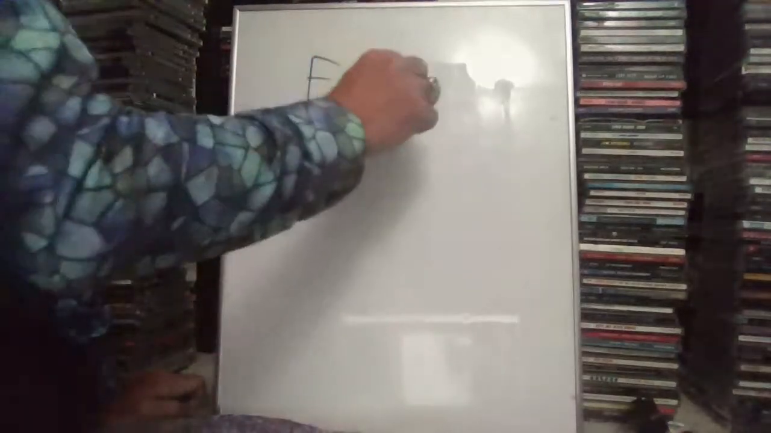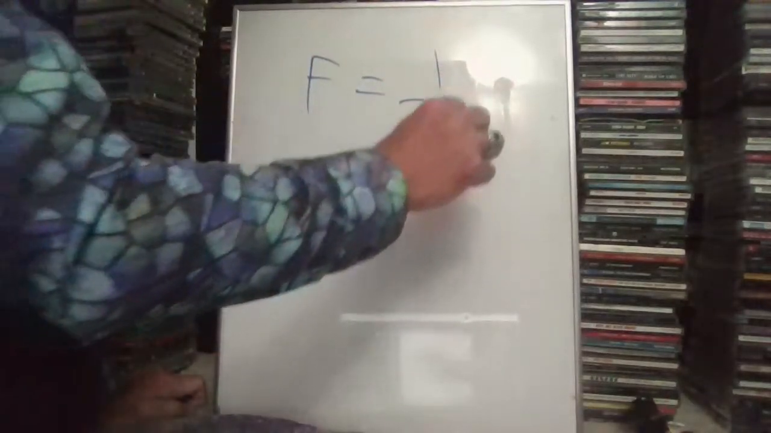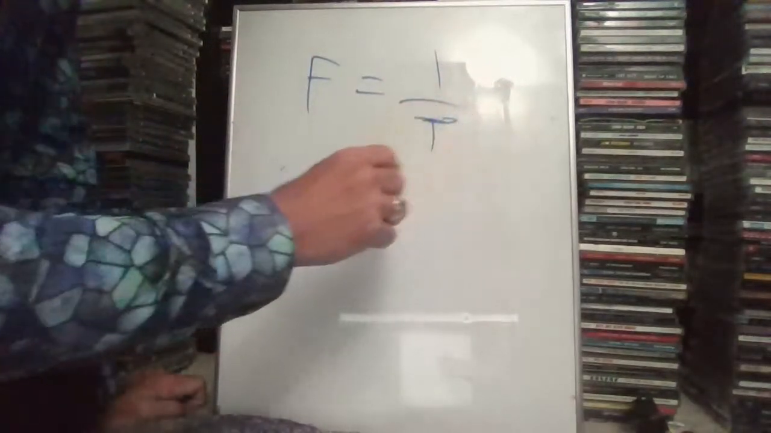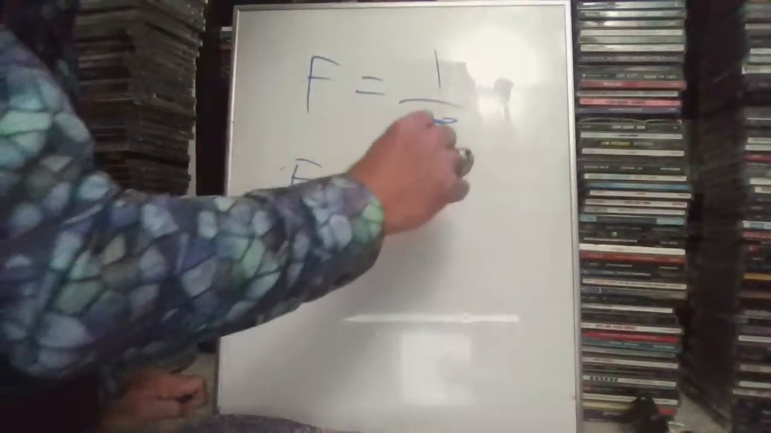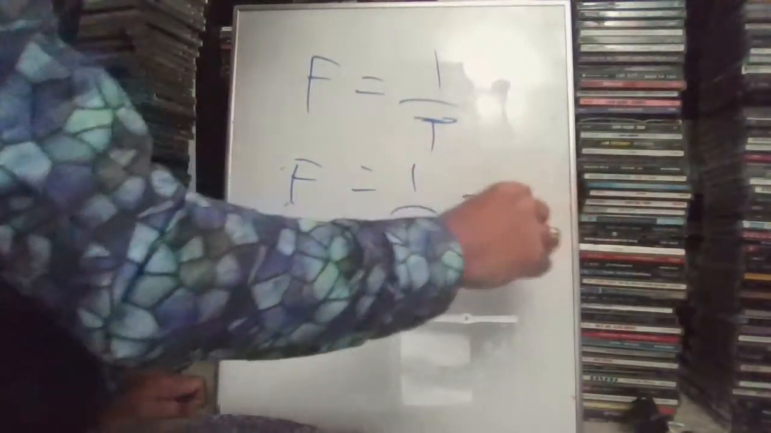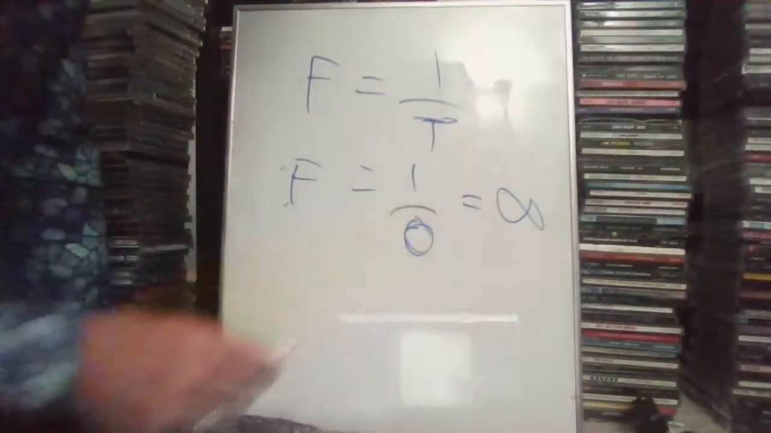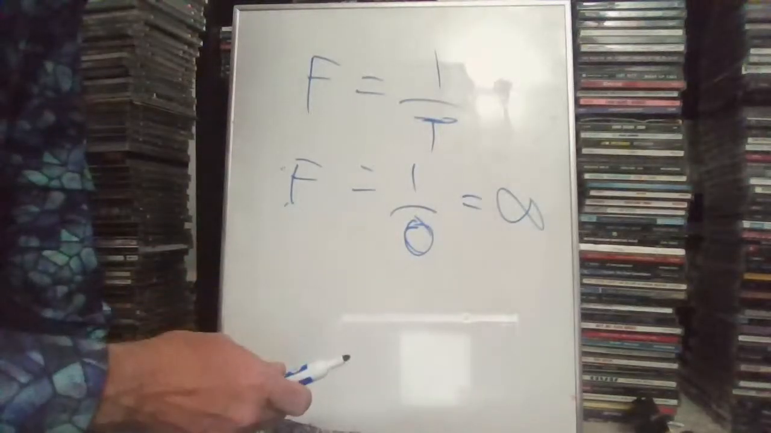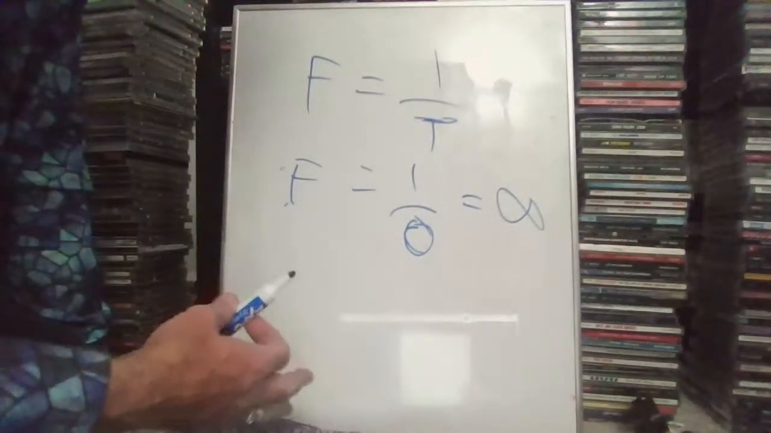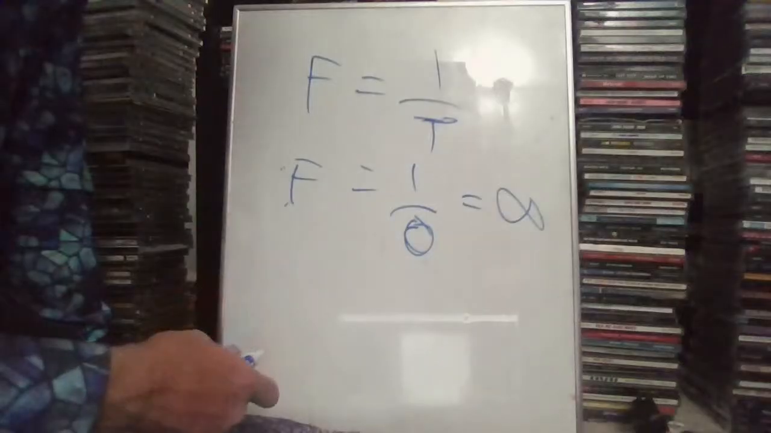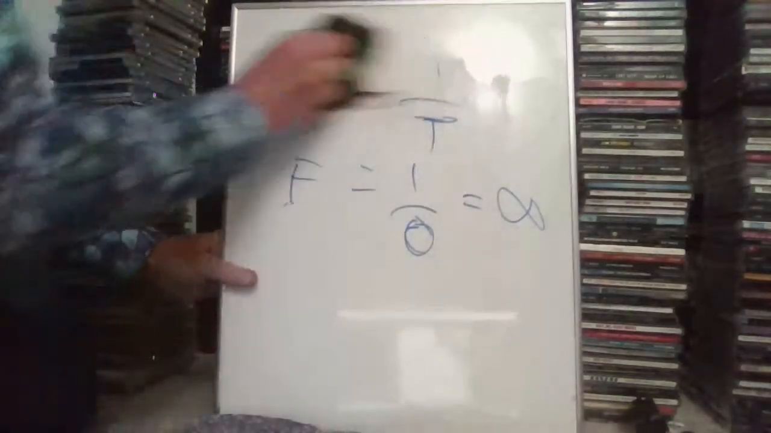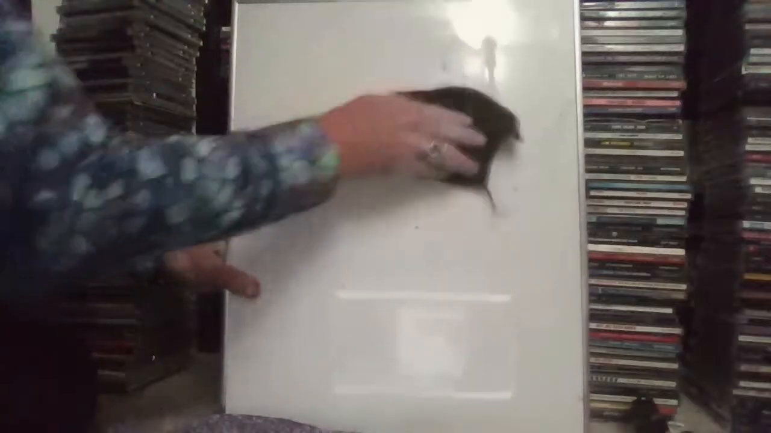So what does that mean for the frequency? Frequency equals 1 over T. An aperiodic function has a T of 0, so frequency equals 1 over 0 equals infinity. So basically, a signal that doesn't repeat, or is aperiodic, is actually a signal that has an infinite frequency. We can't deal with infinity very well. It doesn't make much sense, so we call it aperiodic and don't deal with it.